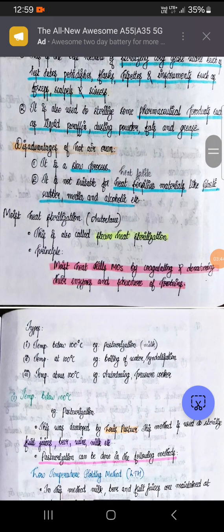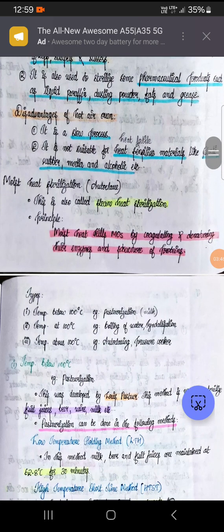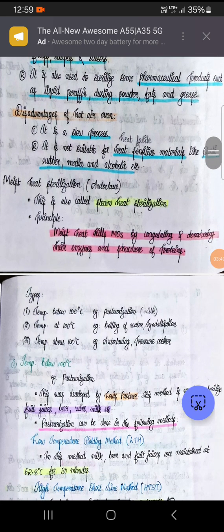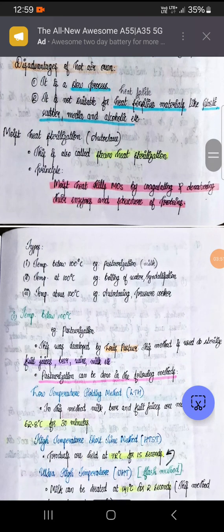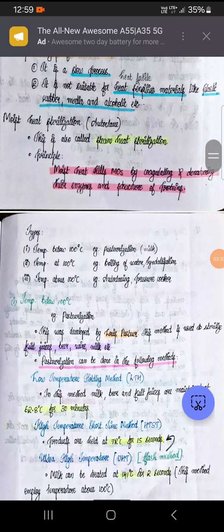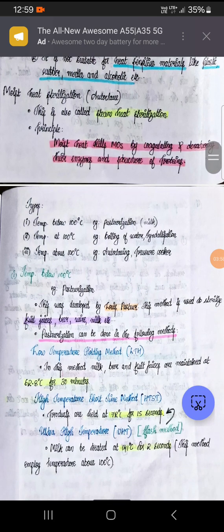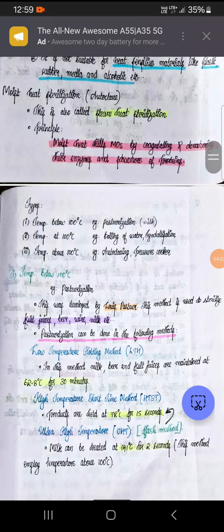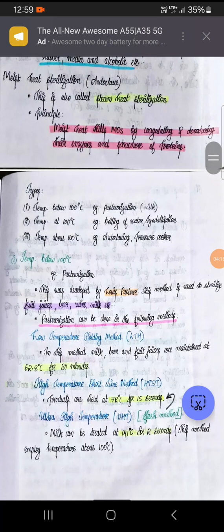Moist heat sterilization is done with the help of an autoclave. It is a kind of steam heat sterilization. The principle is that moist heat kills microorganisms by coagulating and denaturing their enzymes and structural proteins. If the temperature treatment is below 100 degrees Celsius, then the process is known as pasteurization. If it is at 100 degrees Celsius, the process is known as boiling or tyndallization. If the temperature is above 100 degrees Celsius, it is known as autoclaving or pressure cooker.